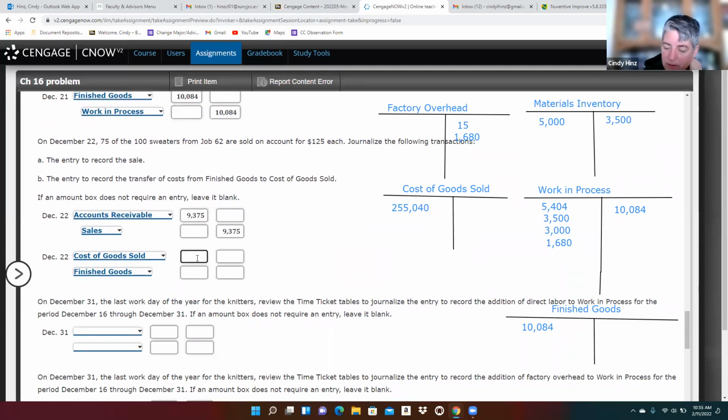So 75 sweaters times $100.84 is $7,563. Again, that's 75 sweaters that we sold times the unit cost that we calculated on the job order cost card. And I want to put those into my T accounts here as well. So we moved into cost of goods sold $7,563. And we moved that out of finished goods. We no longer have those sweaters because we just sold them.